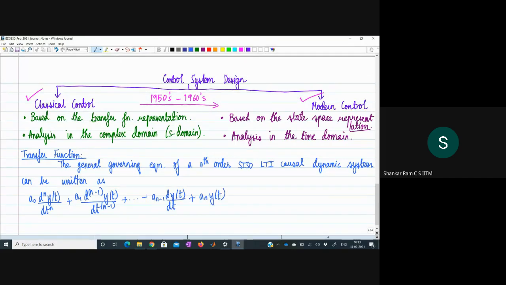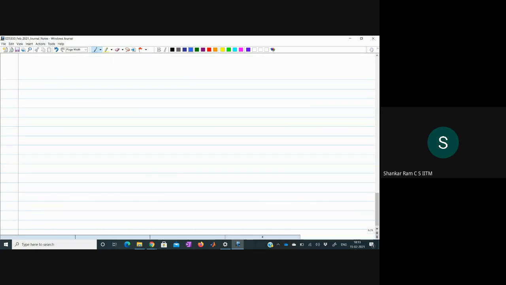So these are the terms in terms of the output and its derivatives. Then we have terms involving the input and its derivatives. So we have b0 d^m u/dt^m, plus b1 d^(m-1) u/dt^(m-1), all the way till b(m-1) du/dt, then plus bm u(t). So this is the general equation.